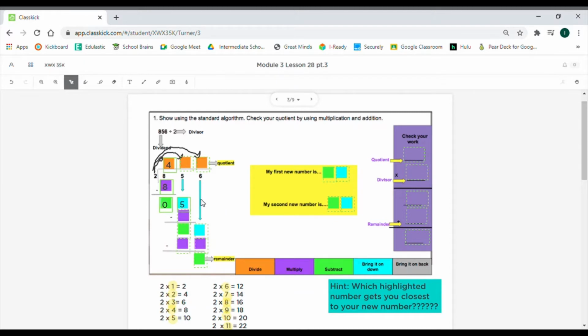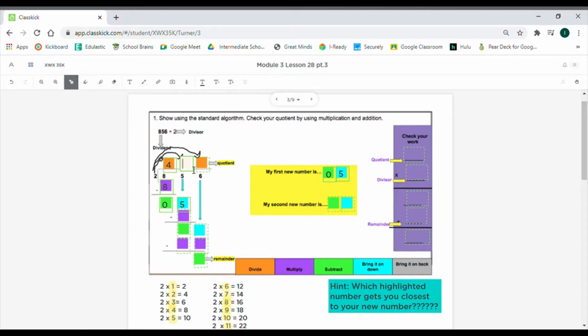This number right here represents our first new number. I know this because if I look over where it says my first new number is blank, I see a green box and I see a turquoise box. In my green box, I have a 0, and in my turquoise box, I have a 5. So my first new number is 5. My new number tells me what I have to divide next, because it's now time to bring it on back. So now we're going to ask ourselves, how many times does 2 go into 5? What do you think? Pause the video if you need to use your facts.